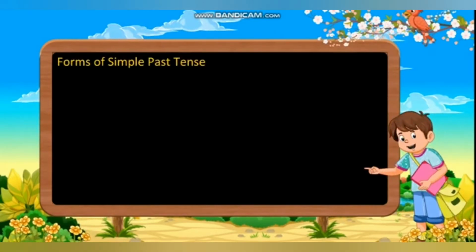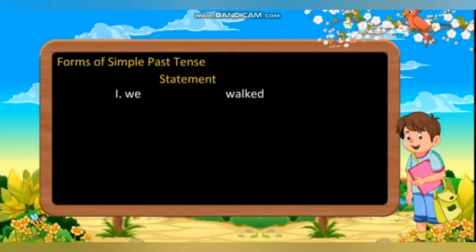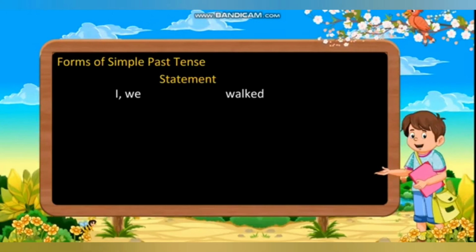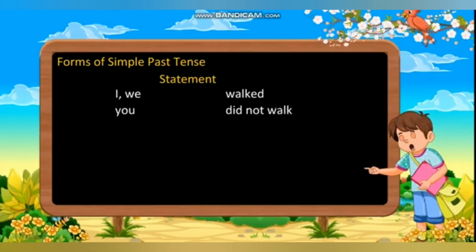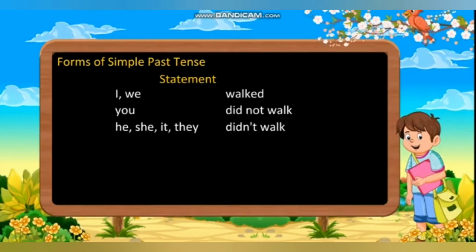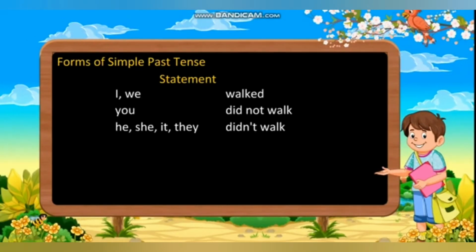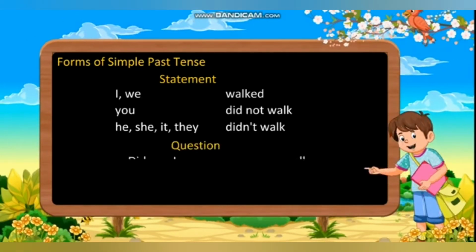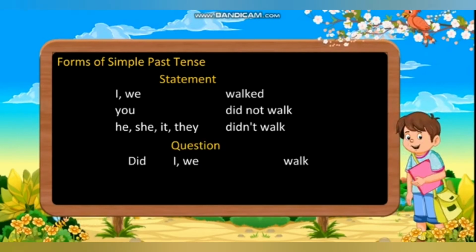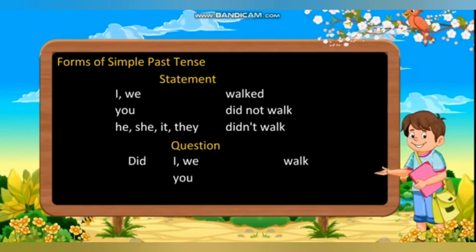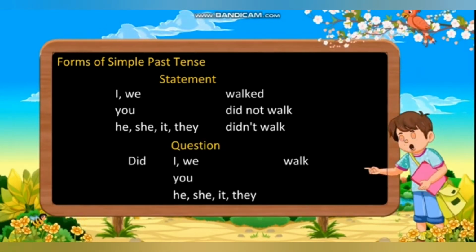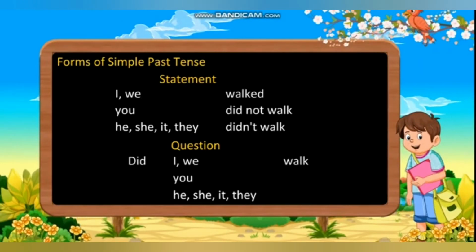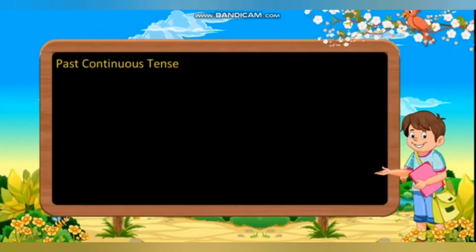Forms of simple past tense, pronouns, statements: I, we walked, we took, the past form of the verb. For all pronouns, the same helping verb we are using, that is did. While framing questions, first put the helping verb, then you can use noun, pronouns, and the present form of verb.